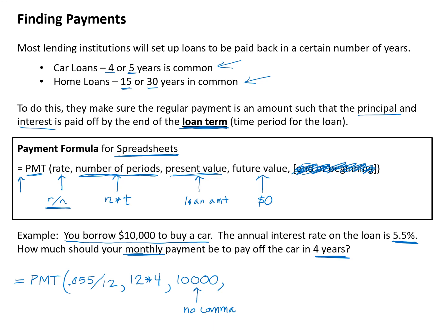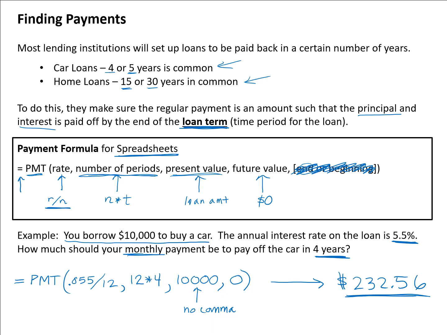And then we want the loan to be paid down to 0. Remember, the last entry we can ignore, so we close our parentheses and hit enter in the spreadsheet, and this will return a value that will be the monthly payment. And in fact, it comes out to be $232.56.